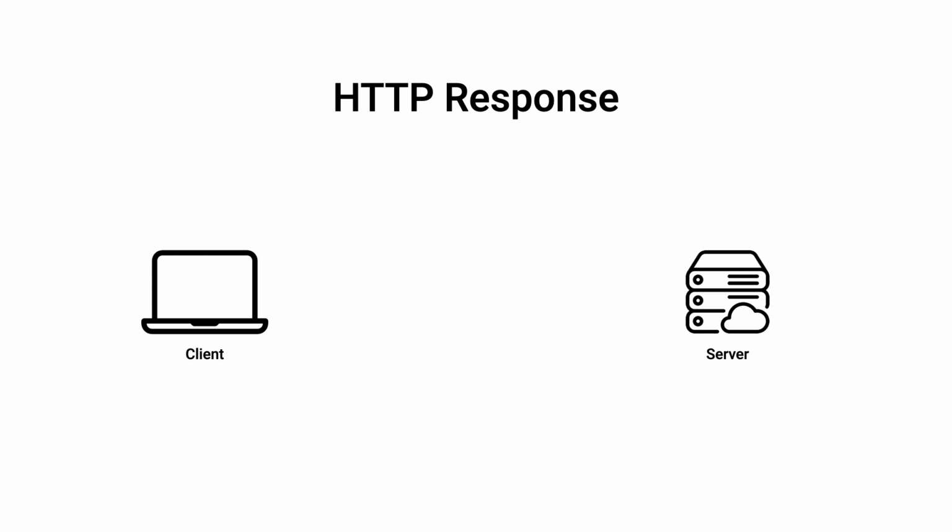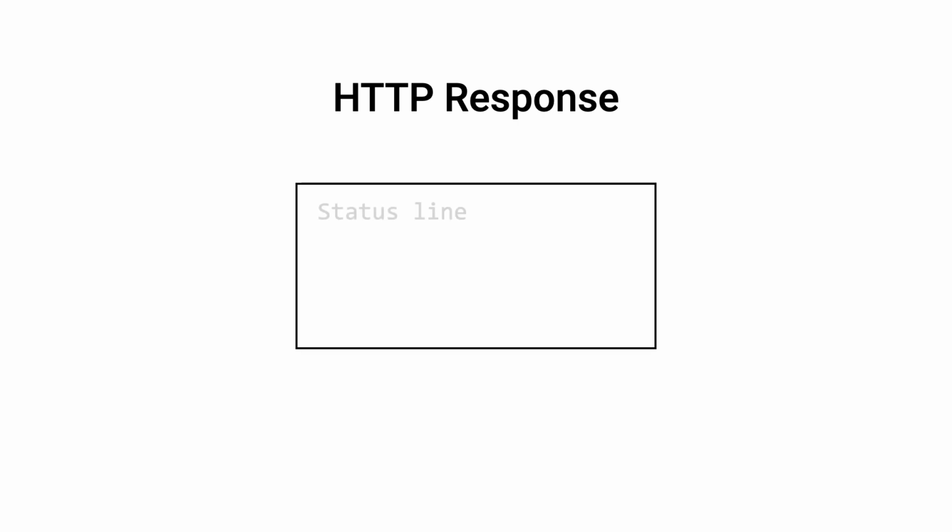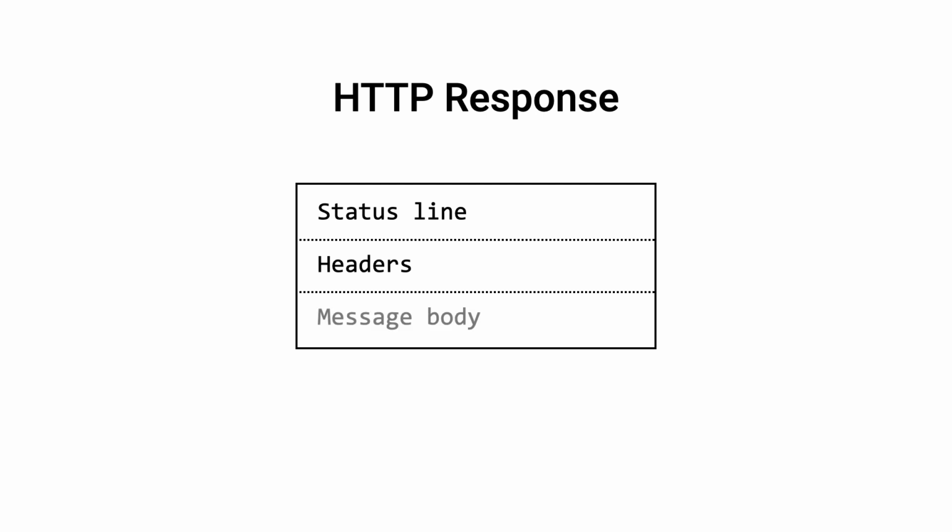An HTTP response is a message sent by the server to the client in response to an HTTP request, which provides the client with the requested resource or informs it that the requested action has been carried out, or else that an error occurred while processing it. An HTTP response contains a status line, a set of HTTP headers, and a message body.